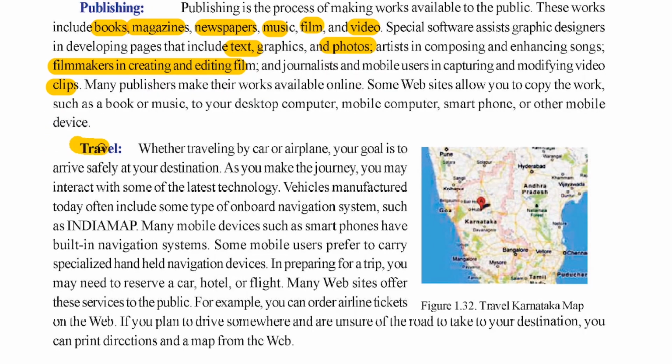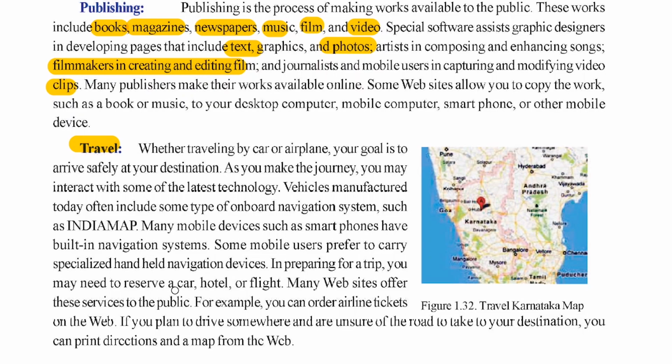And travel: you can also use computers for traveling. Whether traveling by car or airplane, your goal is to arrive safely at a destination. As you make the journey, you may interact with some of the latest technology. Vehicles manufactured today often include onboard navigation systems such as India Map. Many mobile devices such as smartphones have built-in navigation systems. Some mobile users prefer to carry specialized handheld navigation devices in preparing for the trip.